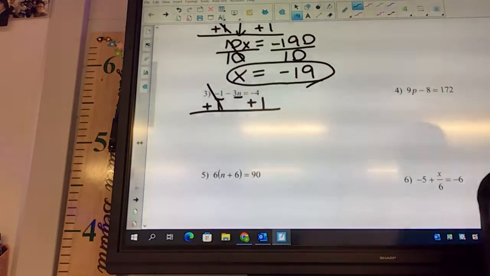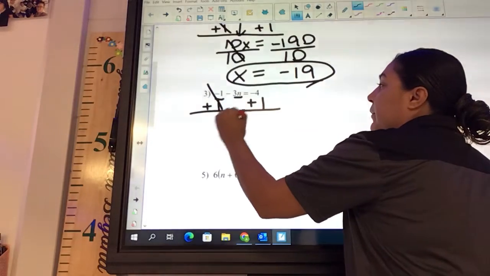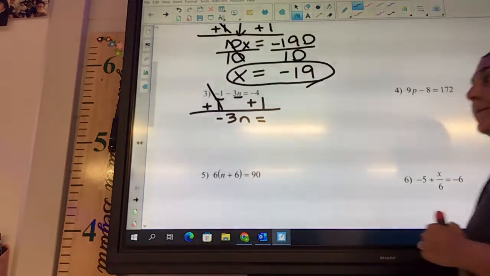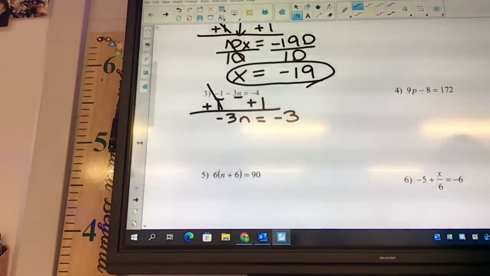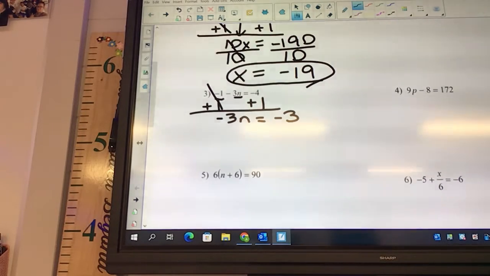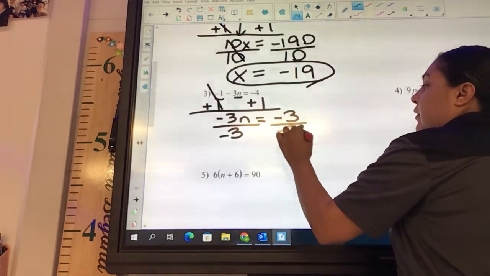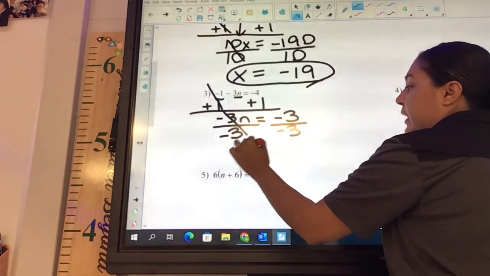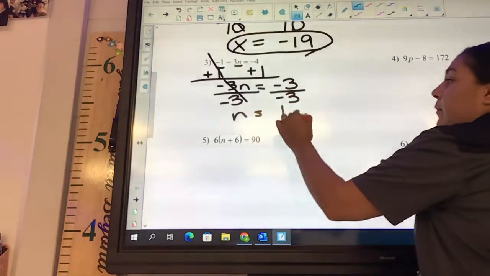What gets brought down? Negative 3n equals what? Negative 3. Okay, so we did one step. What's step 2 then? Divide both sides by negative 3. Okay, so these ones cancel. What is negative 3 divided by 3? 1.